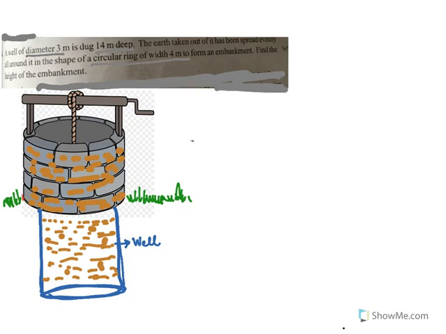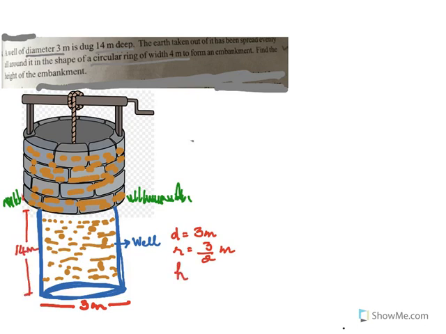Now we have two kinds of cylinders here. One is the well, which is a cylinder. For this well, the diameter is given as 3 meters, so the radius will be 3 by 2 meters. And the depth of the well is given as 14 meters, so the height of the cylinder is 14 meters.